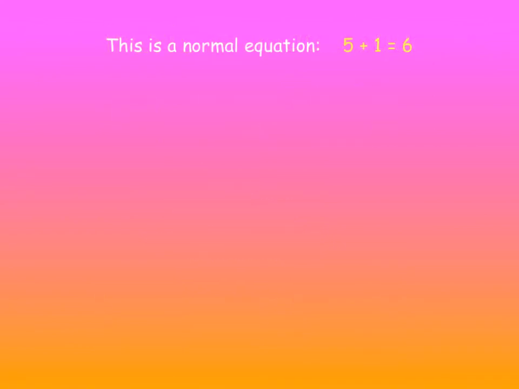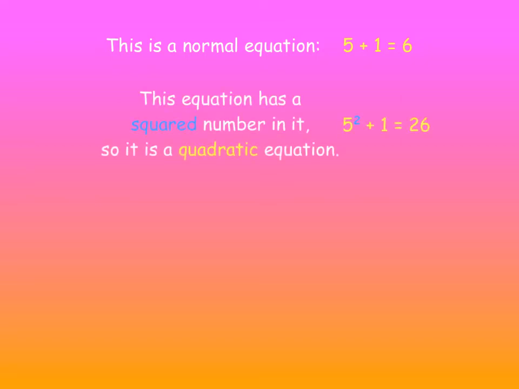Here's an example of a normal equation. 5 plus 1 is 6. But this equation has a squared number in it, namely 5 squared. So it's called a quadratic equation. And quadratic equation just means there's something square in it. 5 squared is in the equation, so it's a quadratic equation.